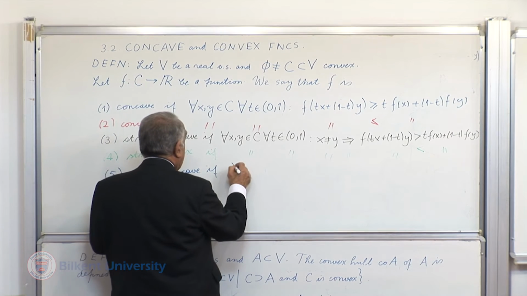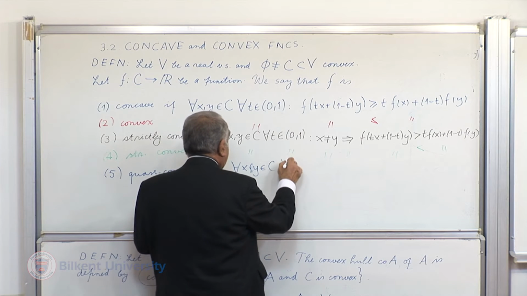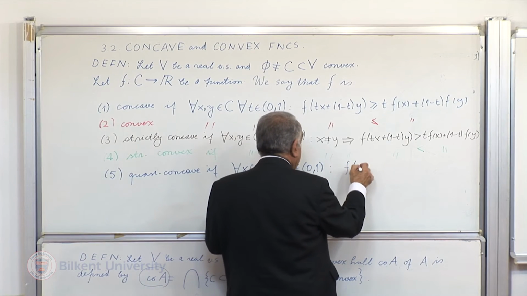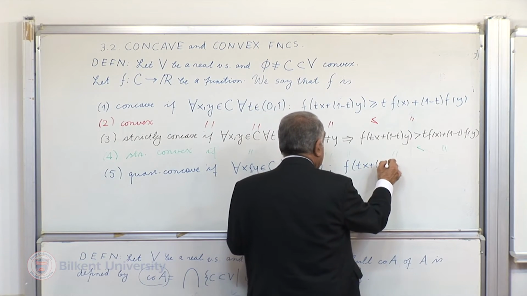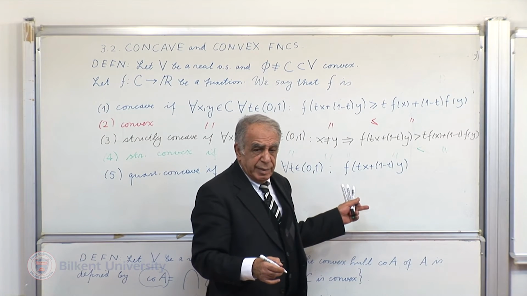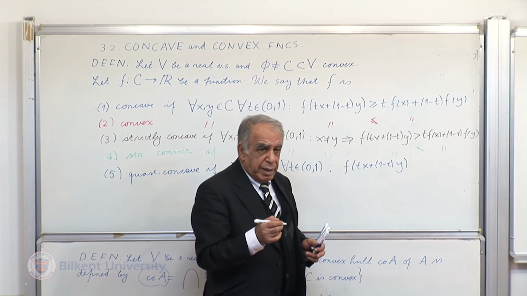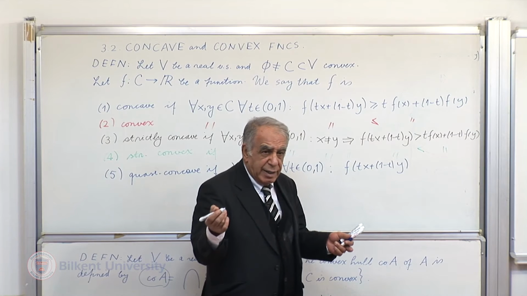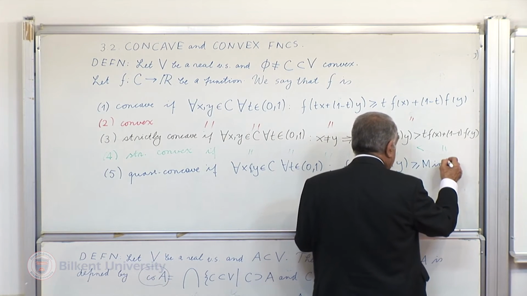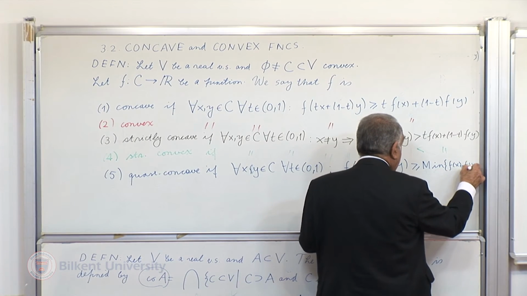if for all x, y in C, for all t in (0, 1). Now here we take f of tx plus 1 minus ty and require what to happen? That this quantity is larger than or equal to the minimum of the two, f of x and f of y. Min f of x, f of y.